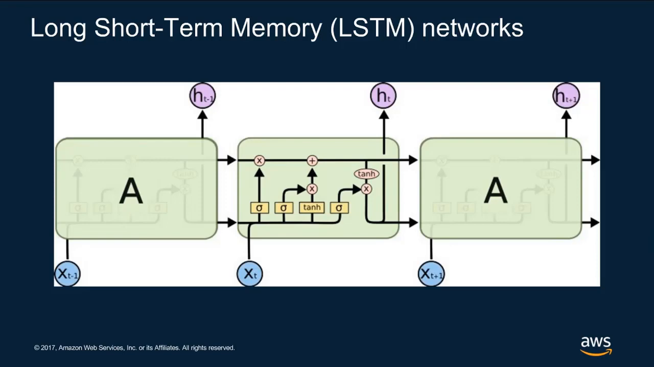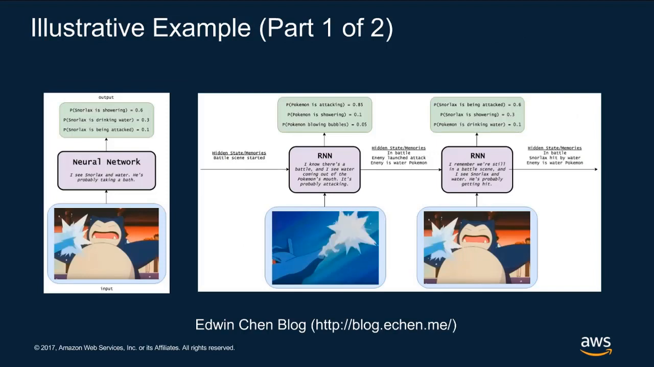And to help conceptualize all of this, I found this example developed by an individual named Edwin Chen. You can check out his blog. I found it was very, very useful to help me understand this. And it's a fun example, especially if you enjoy these things. This is a Snorlax, basically a Pokemon character. But it's a great representation of the difference between a simple neural network, a recurrent neural network, and then a long short-term memory network.